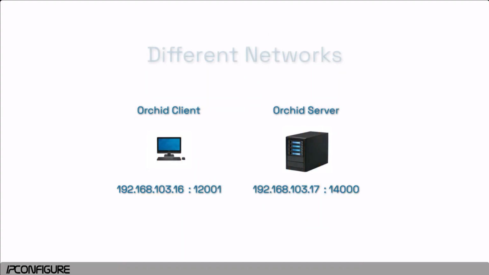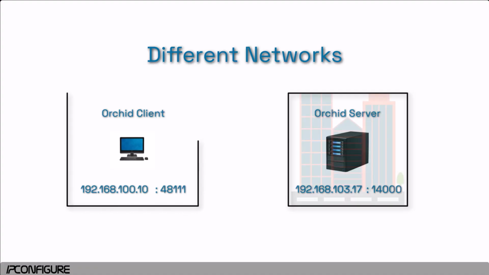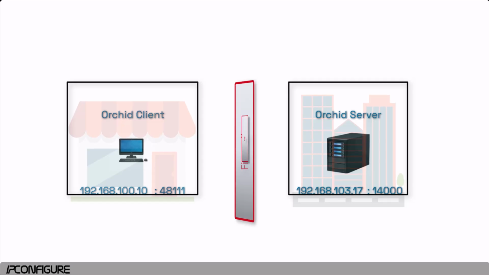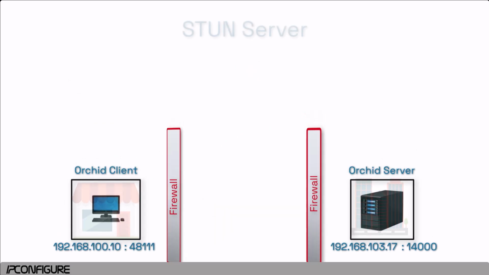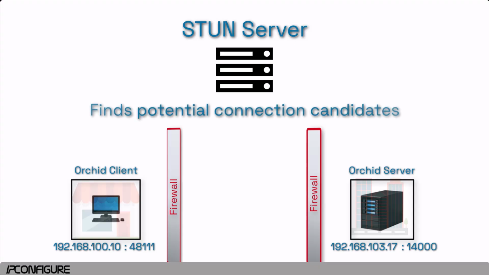Now, working with the same Orchid Recorder server at your headquarters, you are monitoring your security cameras using a desktop, the client, at a satellite location, which is on a different network. When the devices are on different networks, and one or both of them are behind firewalls, this direct connection will fail. This is where a STUN server comes into play. The STUN server is going to play middleman and will search for additional connection candidates that can be used to establish a video connection between the two devices.